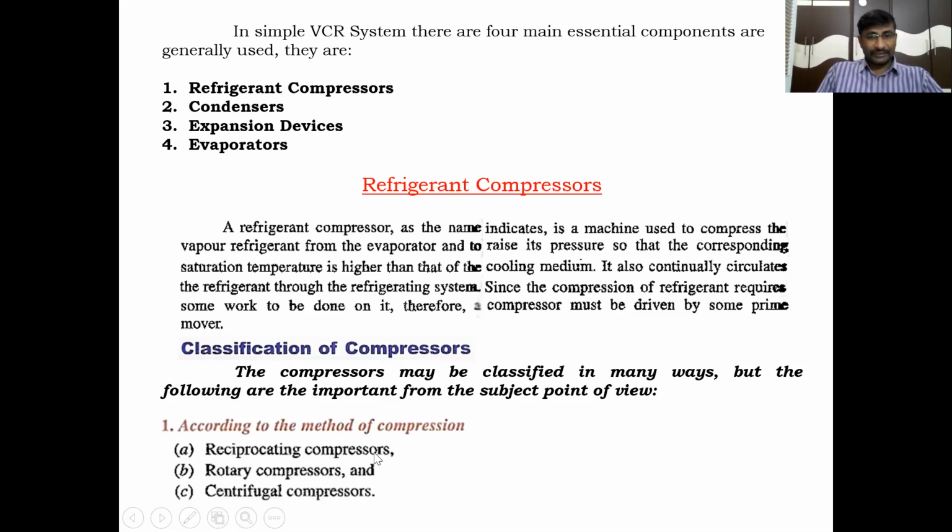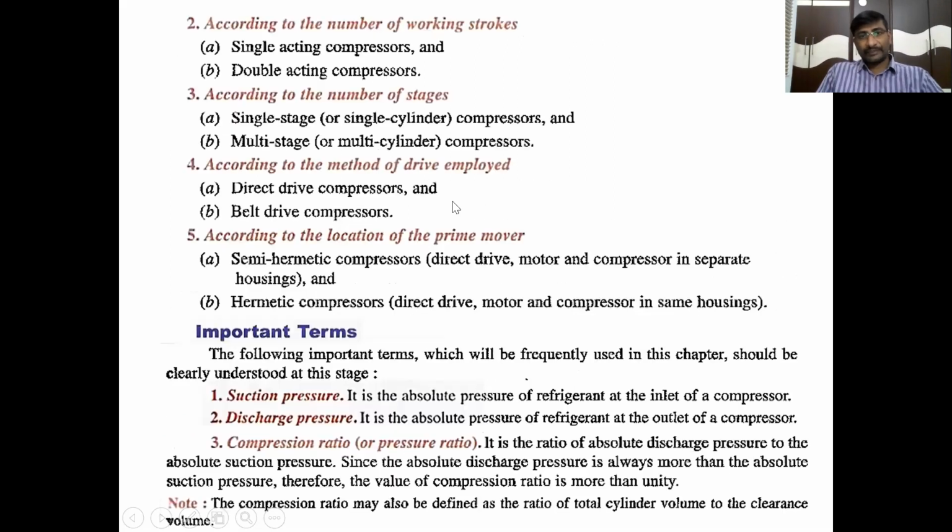Displacement means the direction of flow of fluid is the displacement direction, that is the positive direction, which always flows to the condenser side. But in centrifugal compressors, negative flow occurs, that is, reversal of flow occurs under part load conditions. Clear? And the next classification is based on the number of working strokes: single acting and double acting. And number of cylinders: single stage and multi-stage compressors. Method of drive: direct drive compressors and belt drive compressors. And according to the location of the prime mover: semi-hermetic compressors and hermetic sealed compressors. These are some classifications which are very important from the R&AC point of view.